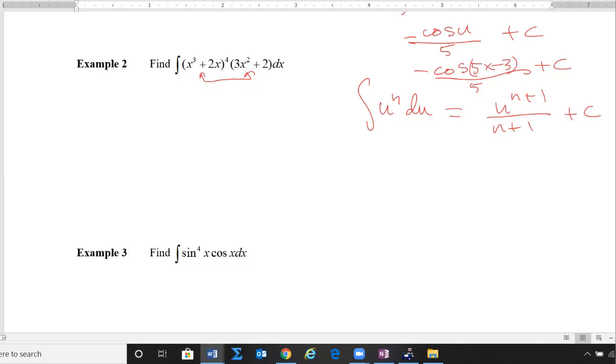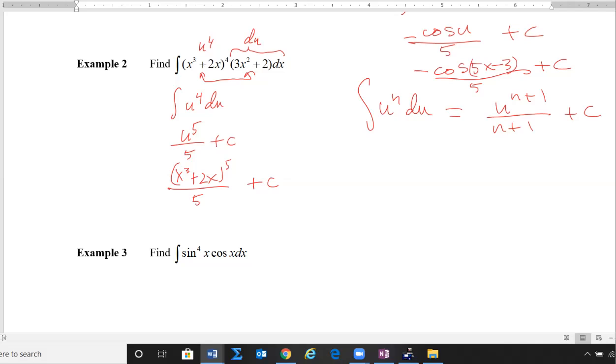The derivative of x to the third plus 2x is 3x squared plus a 2. It's right there. In other words, this portion is du. This portion over here is u to the 4th. So I really have this integral u to the 4th du. So it becomes u to the 5th over 5 plus a constant. So my u was understood to be x to the 3rd plus 2x. So here, and that's to the 5th power. So here's my answer then.